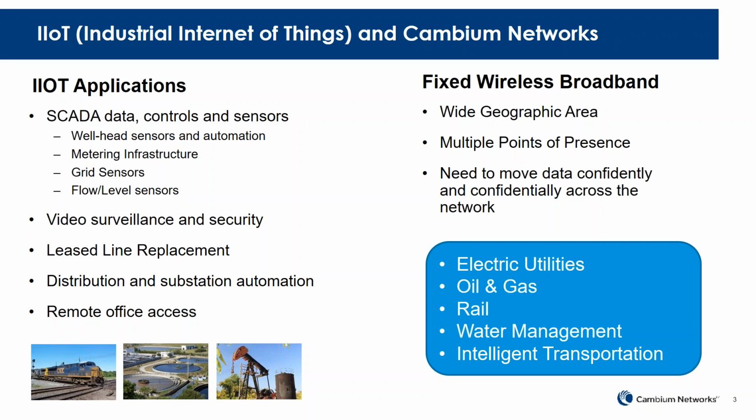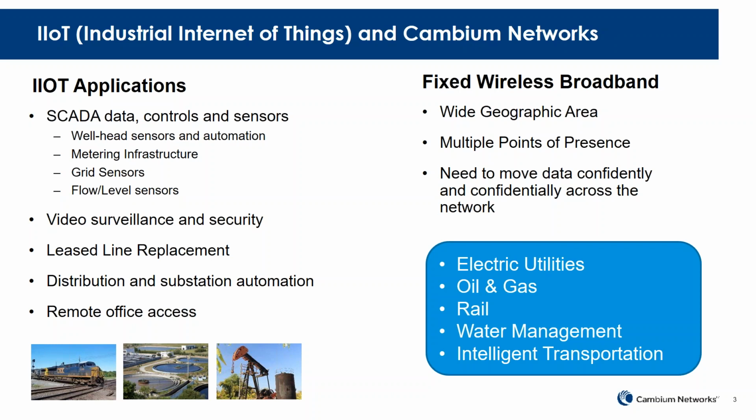And then certainly, as I mentioned, distribution automation, and finally remote office access using Wi-Fi or some of our other access products to be able to get back to the home office from wherever you are in a remote area. So we really look at IIoT as wide geographic areas, lots of points of presence, and the need to move data reliably and securely across that network. So confidently and confidentially.